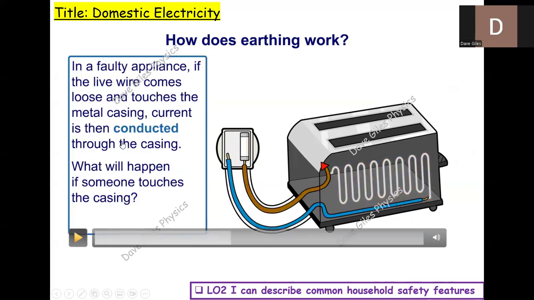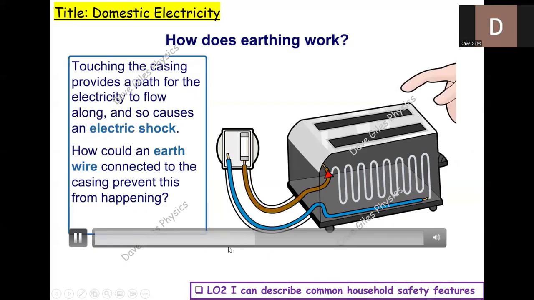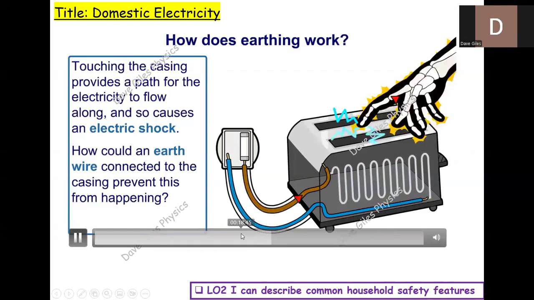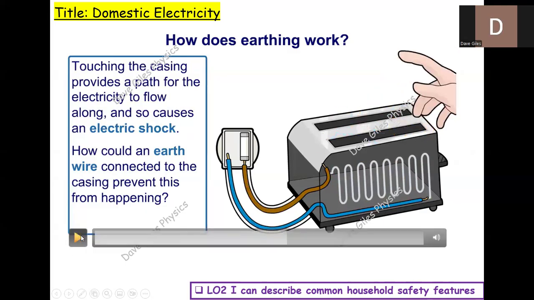In a faulty appliance, if the live wire comes loose and touches the metal casing, the current is then conducted through the casing. What will happen if someone touches the casing? I think you can guess. It's not good. Touching the casing provides a path for the electricity to flow along and so causes an electric shock.